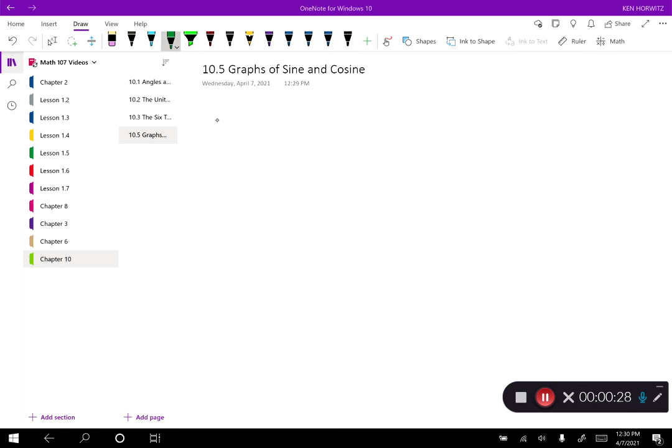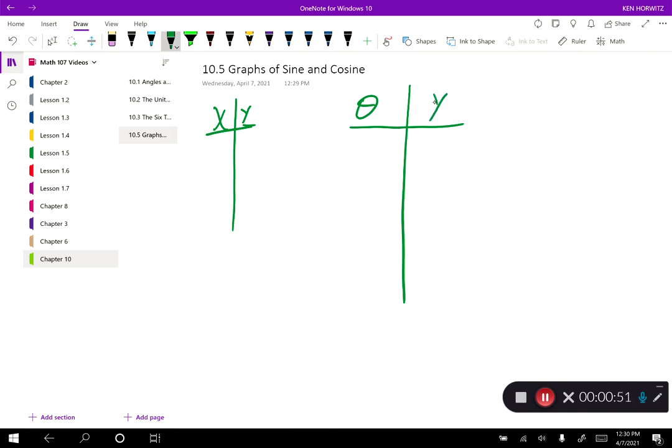Now, very often in our algebraic graphs, we did an XY table. We declared values for X, plugged them into our equation, and got values for Y. For a trigonometric graph, theta is going to be like our X. Theta is always going to be in radians.